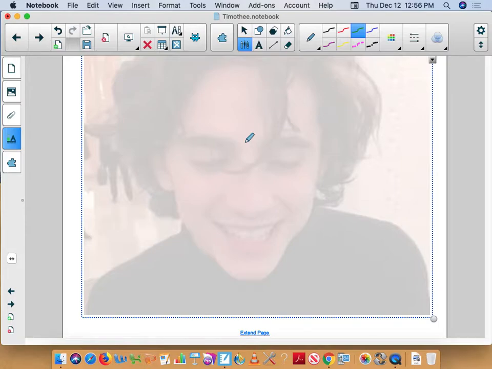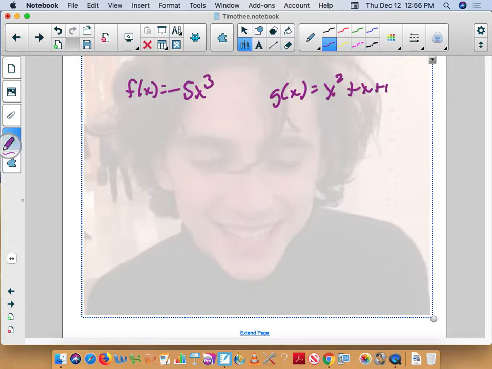All right. So we have f of x is negative 5x cubed, and g of x is x squared plus x plus 10. Now, you add g of f of negative 2. That means they don't want you to use x's anymore. They're going to tell you what number to fill in. So I've got to find g of negative 2 and f of negative 2 and multiply them together.